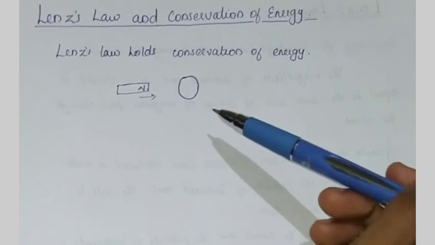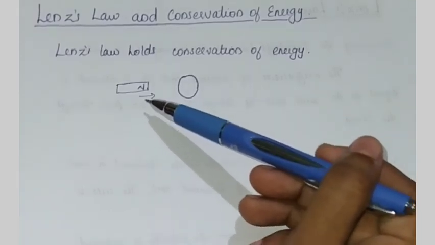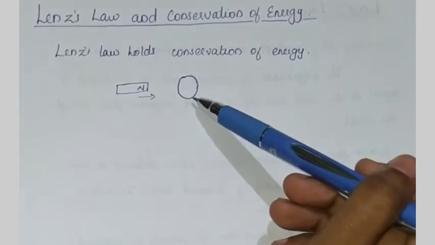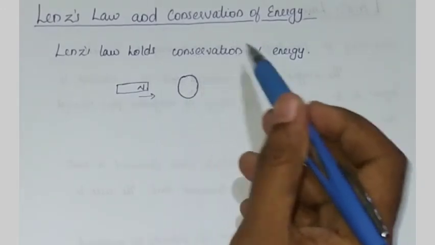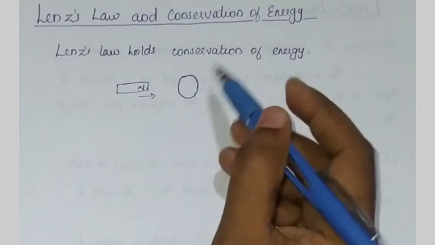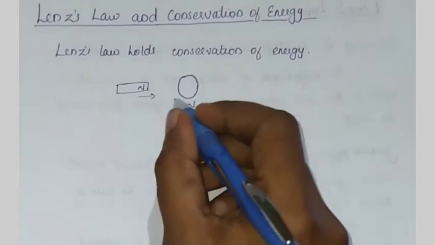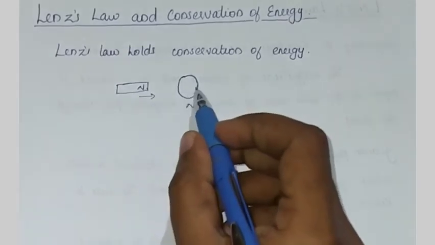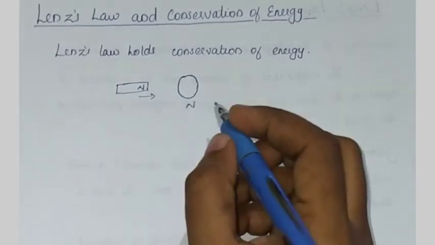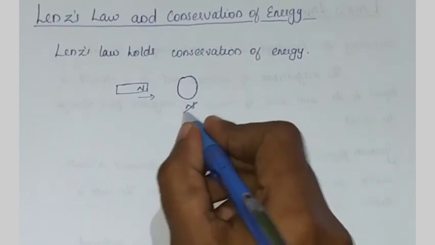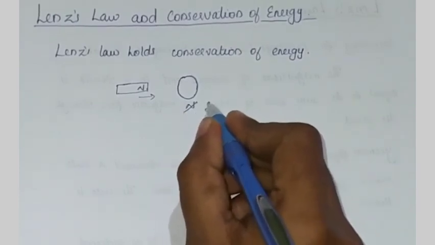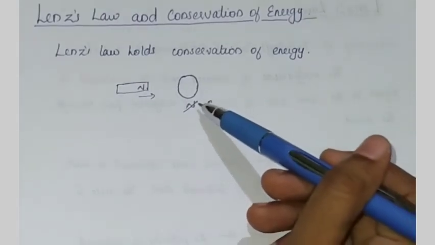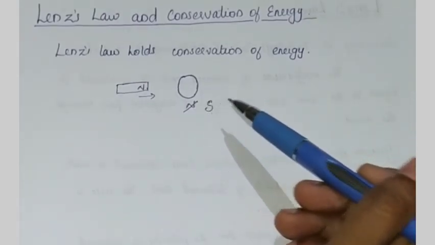Suppose in the illustration that we have already seen, that is when a north pole of a magnet is brought closer to a coil, then according to Lenz's law, this face of the coil acts like a north pole such that it repels the bar magnet and thus reduces the magnetic flux. Now instead of north pole, what if this was south pole? If Lenz's law is not correct, then instead of north pole this should be south pole, right?